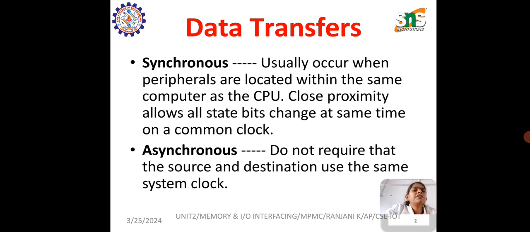Let us see what synchronous and asynchronous data transfer are. Synchronous data transfer usually occurs when the peripheral is located within the same computer as the CPU, and close by. It allows all the state bits to change at the same time on a common clock. Whereas asynchronous data transfer does not require the source and destination to use the same system clock. So I hope you are all clear about what memory and I/O interfacing and synchronous and asynchronous data transfer are.